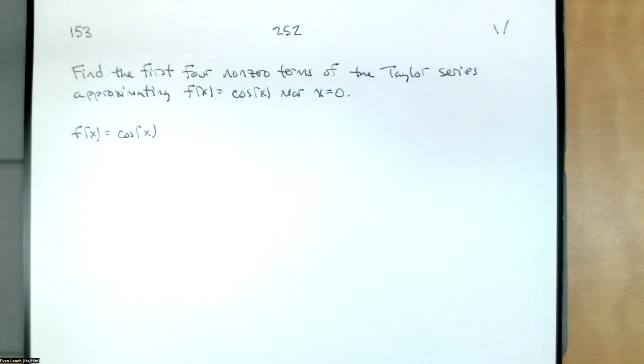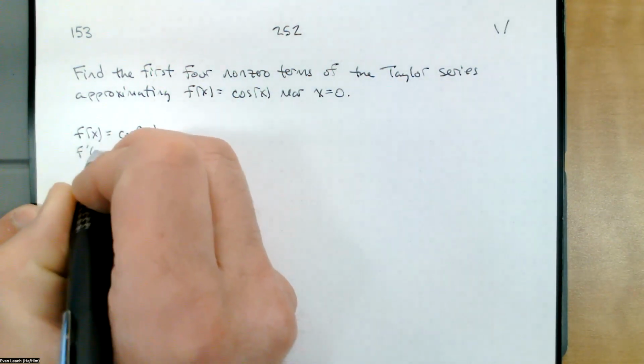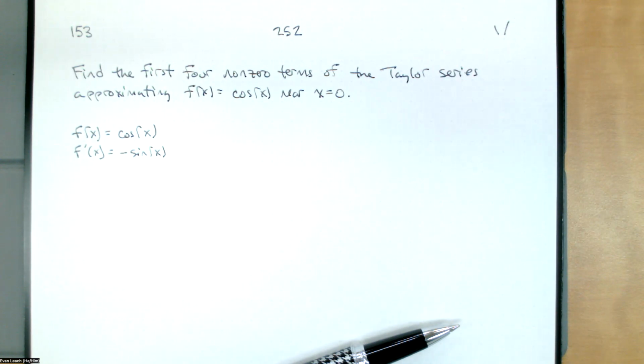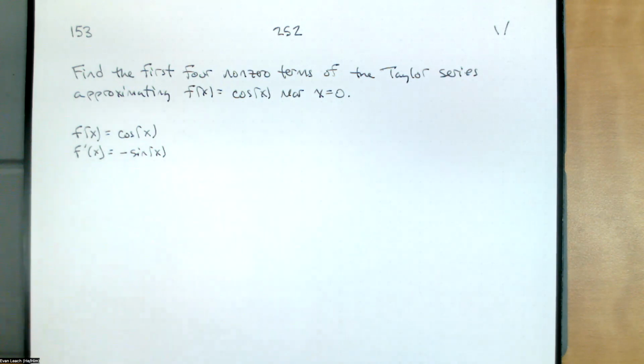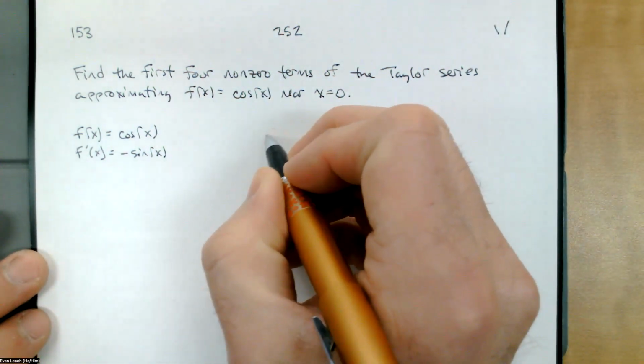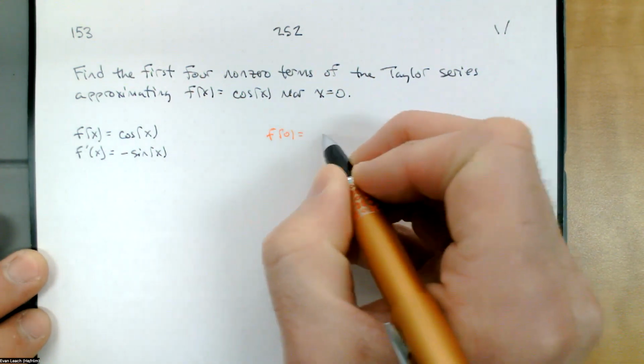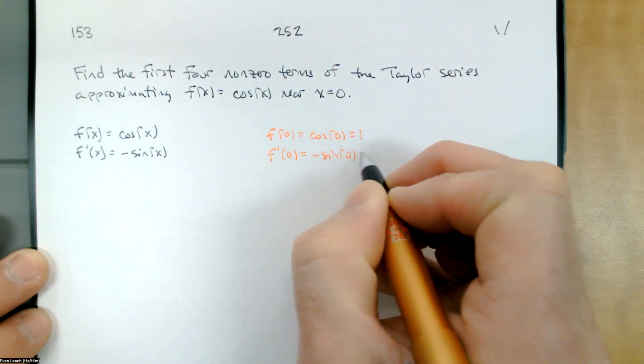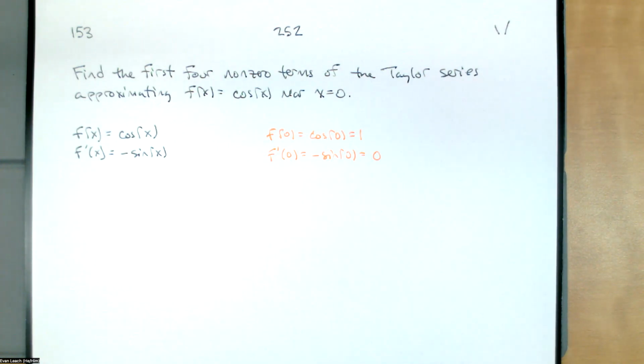Let's begin. What we need is the function and a bunch of derivatives evaluated at 0. So let's start with our function f of x. The first derivative, f prime of x, is negative sine x. And at this point, we want to remember that we're evaluating at 0. Sorry, f at 0, which is cosine of 0, which is 1. But as soon as we get to f prime of 0, negative sine of 0, we get 0. So right now we've got one term. And this makes sense. The equation of the tangent line for cosine of x at 0 is just the horizontal line y equals 1.